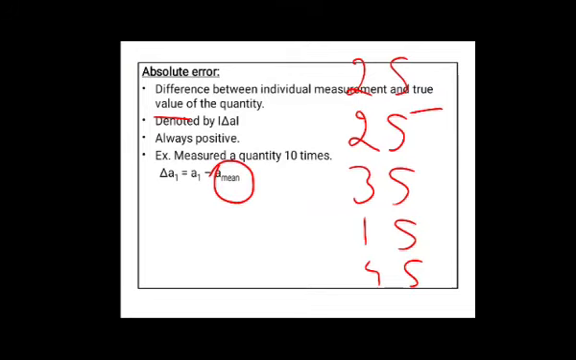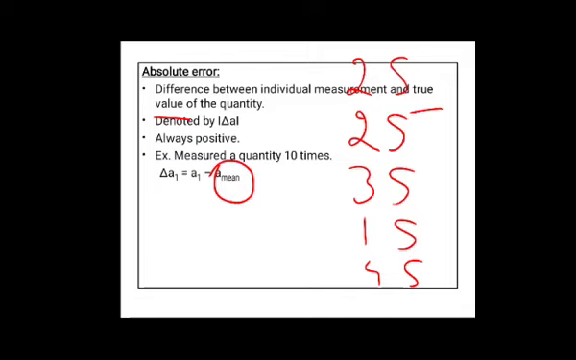How many values are here? 5 values are there. Divided by 5, you will get the mean value. That mean value will act as the true value. Okay, so that is A mean. First value, how to calculate? Delta A1 is equal to A1 minus A mean.